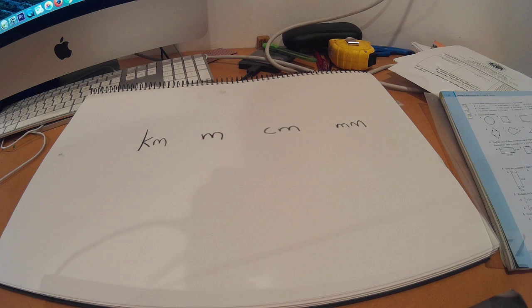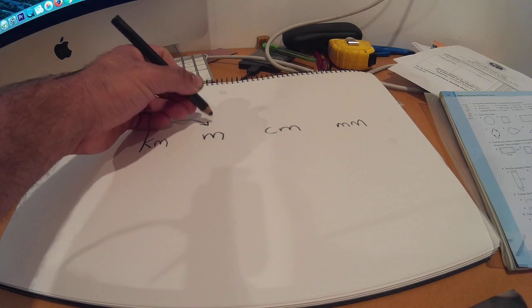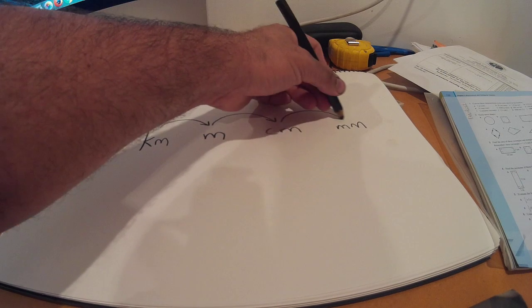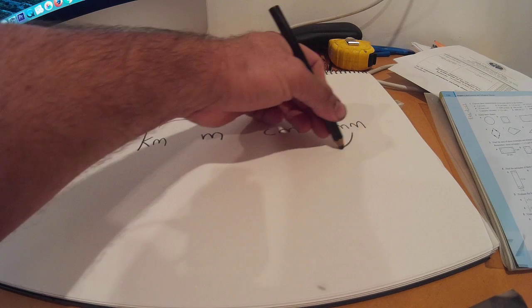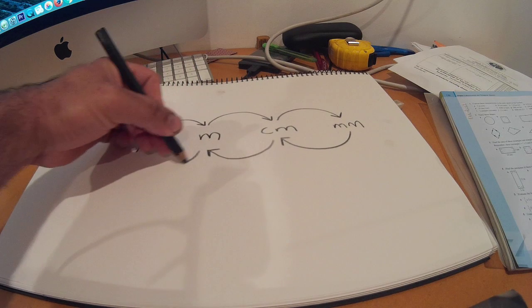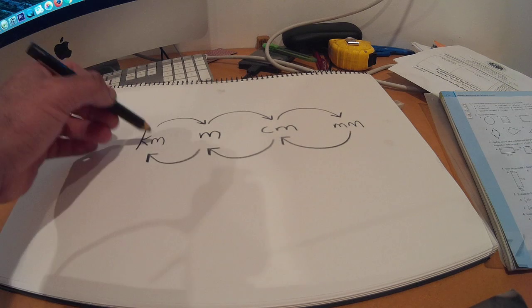And then we need to work out, well, how do we do our conversions? So what I do is I draw arrows going this way if we want to convert kilometers to meters, and then meters to centimeters, and centimeters to millimeters. And if we want to go the other way, millimeters to centimeters, we go the arrows in the opposite direction. So you need to remember how to do that, and then you just need to remember what you need to multiply to change kilometers to meters.